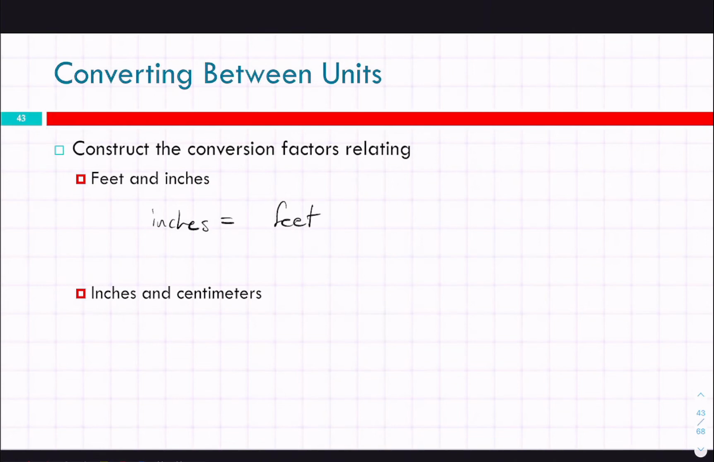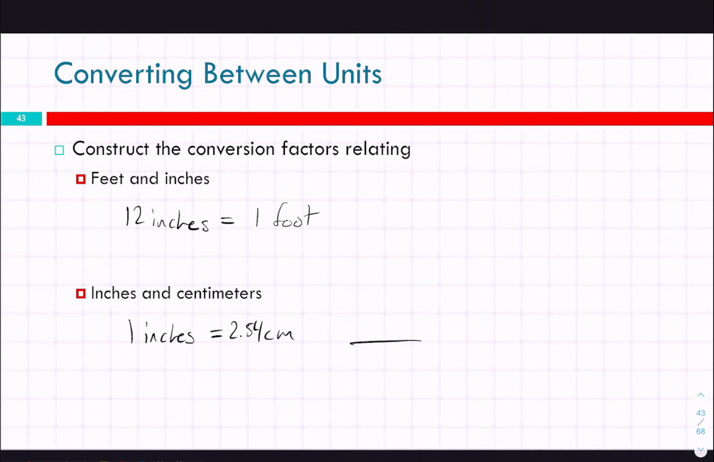Yeah, 12 inches, 1 foot. What about inches and centimeters? 1 inch equals 2.54 centimeters. Yeah, 2.54 centimeters, 1 inch. All right, so those are the conversion factors, and you can use those.